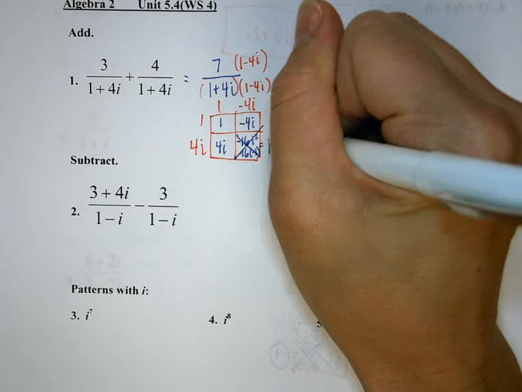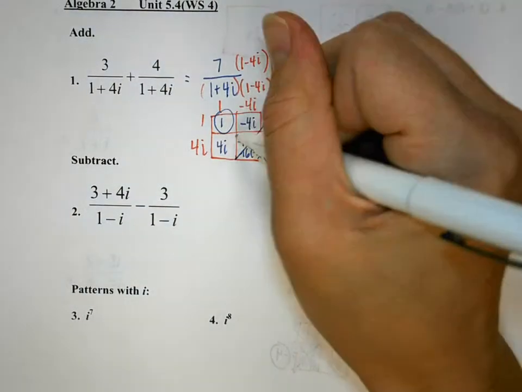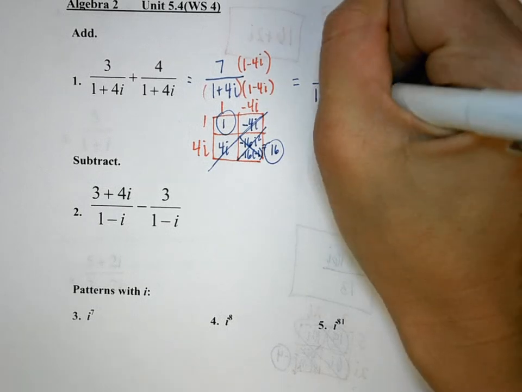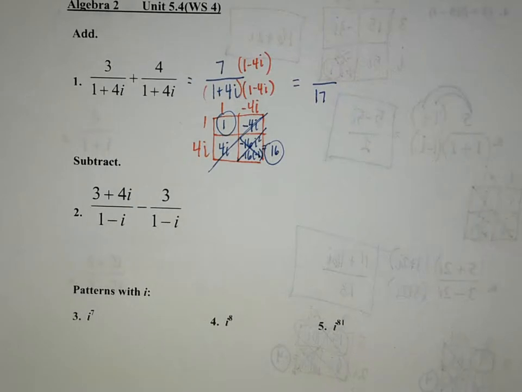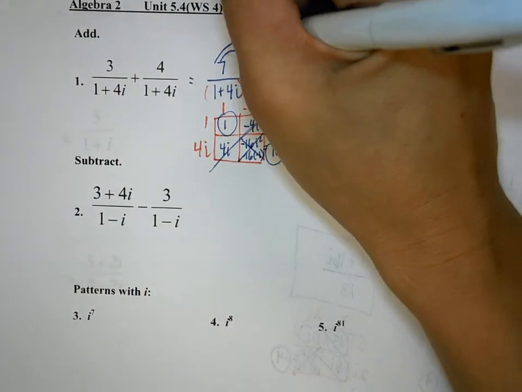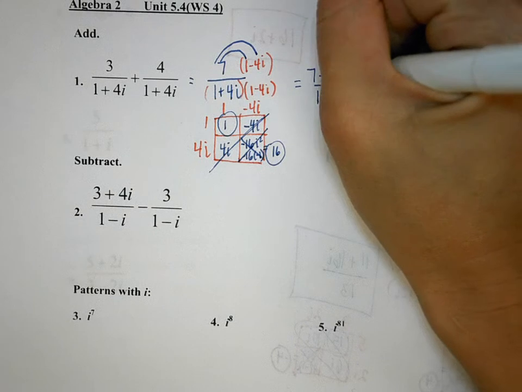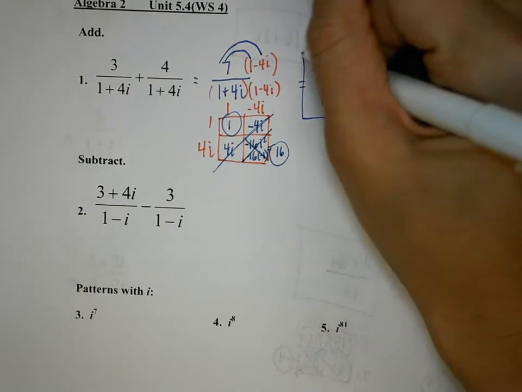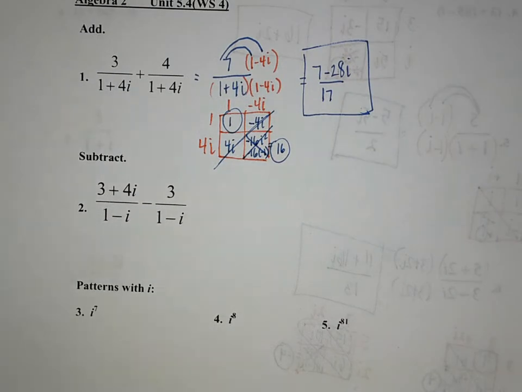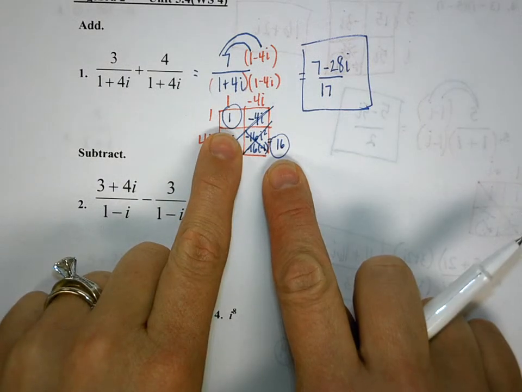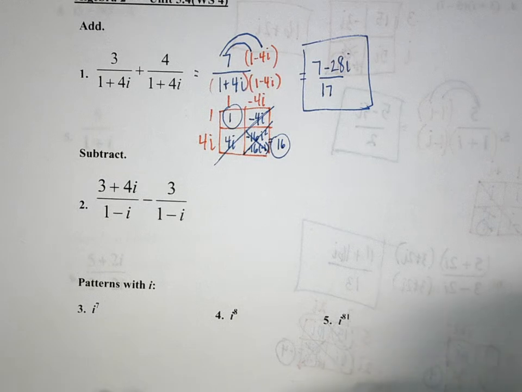So I'm crossing all that out, and I have 16 and 1. 4i and negative 4i cancel out, so then my denominator becomes 17. And then for the numerator, I distribute. 7 times 1 makes 7, and 7 times negative 4i is negative 28i. And can these reduce at all? No. So that's my answer. Okay. Because we had a 16 and a 1. Right? Are we good? Okay.